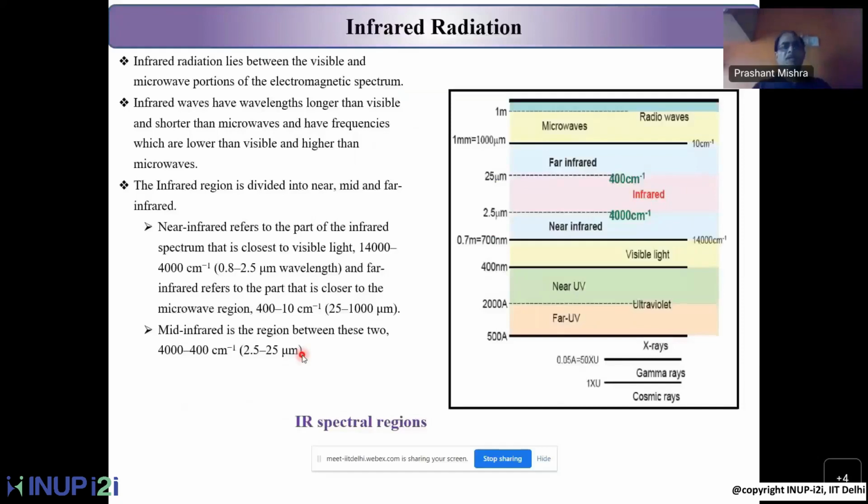Now, looking at in which range we have infrared radiation, this is a very common thing which you all might be knowing, that infrared radiation lies between the visible and microwave portion of the electromagnetic spectrum. So if you look at the electromagnetic spectrum, this is the microwave, and this is the visible range. So between the visible range and microwave, you have the infrared range. Here you have near infrared, mid infrared, and far infrared. So all this range is between the microwave and visible light.